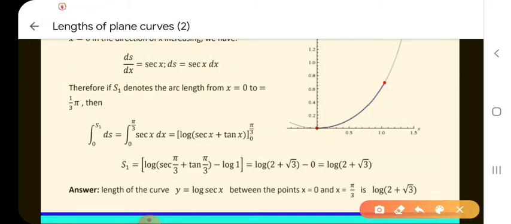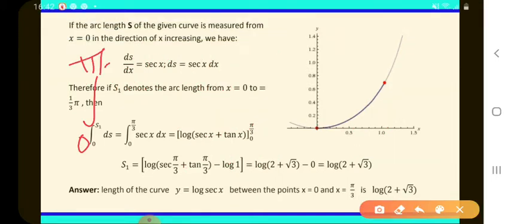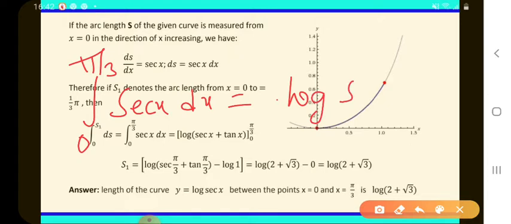Okay, now I write the formula. What is the formula? Integral from 0 to pi by 3 of root of 1 plus dy by dx whole square, which is secant x dx. What is the integration of secant x? Log of secant x plus tan x. This is the formula for the integral of secant x.